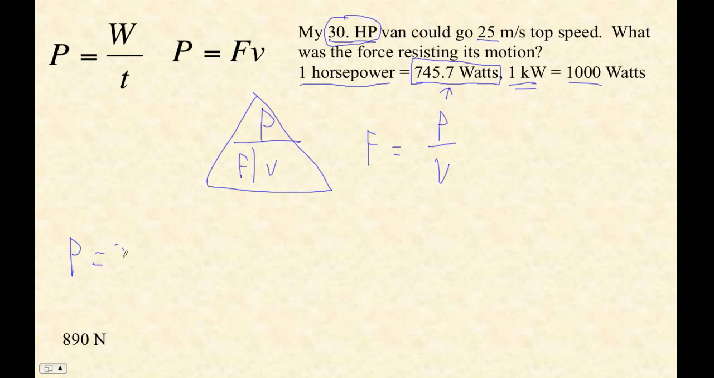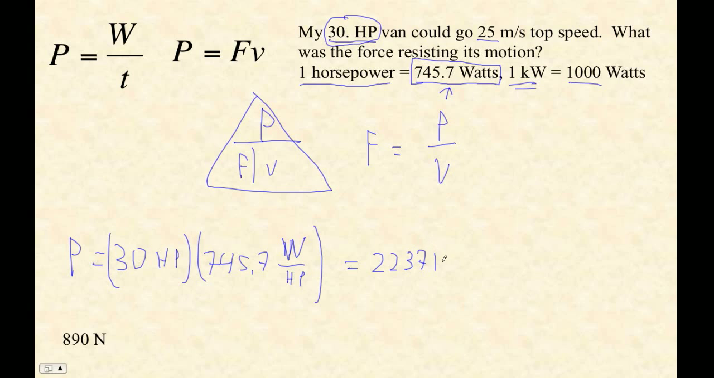So the power is 30 horsepower times 745.7, and this is really watts per horsepower. Almost got that wrong. So 30 times 745.7. That's a lot of watts. 22,371 watts. That looks like a lot more than just 30.